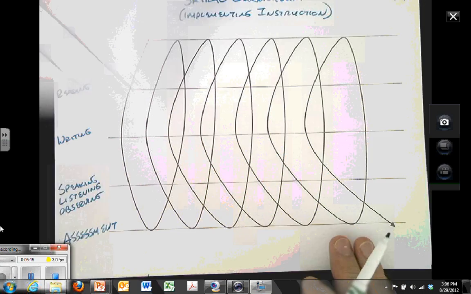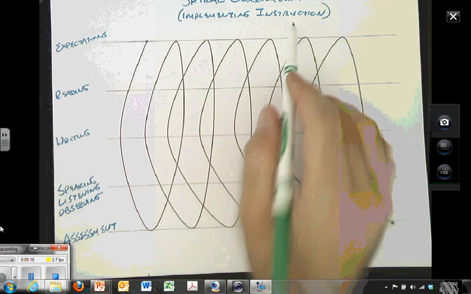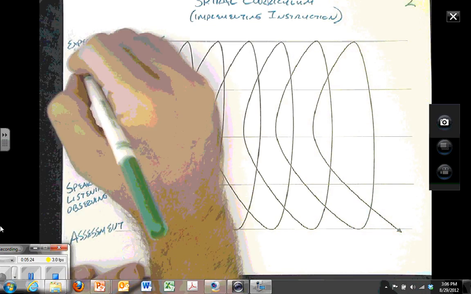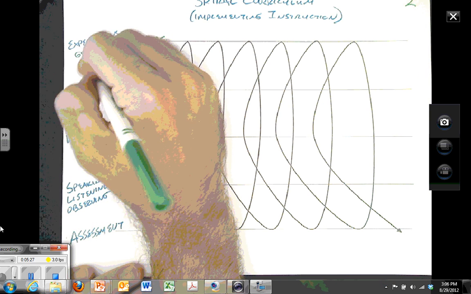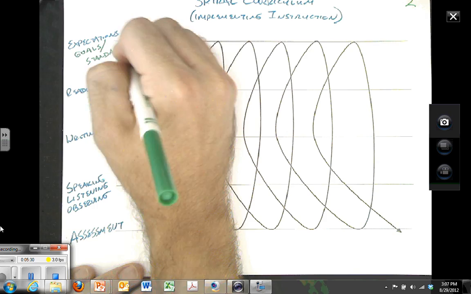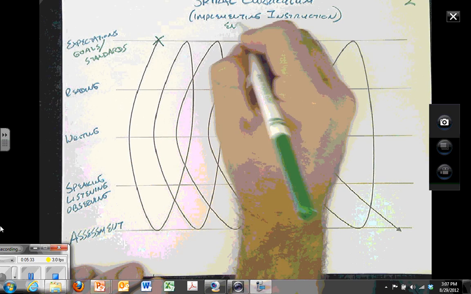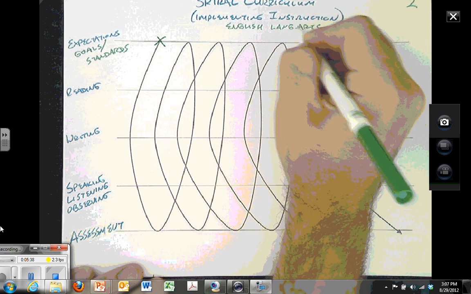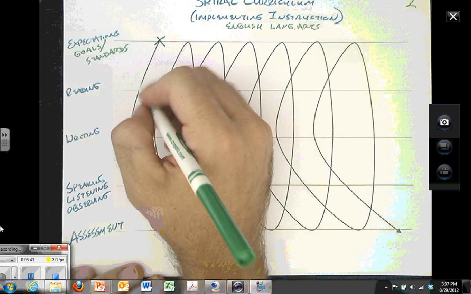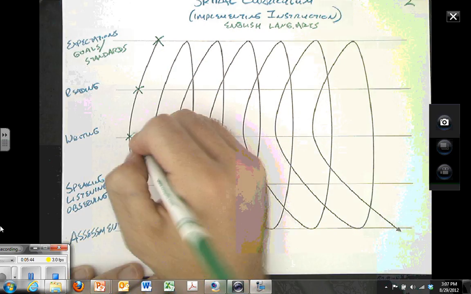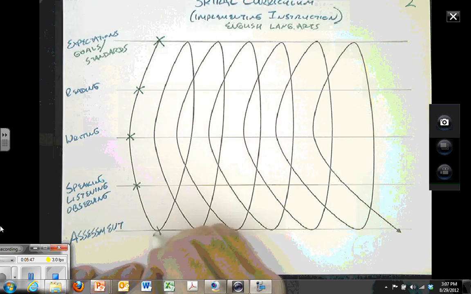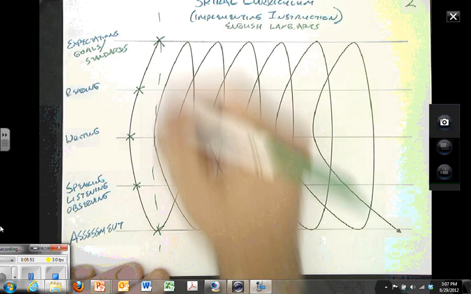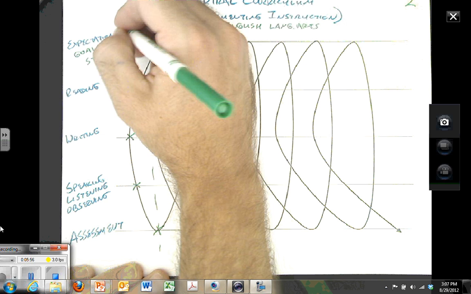Well, when we consider implementing instruction, we see the same thing. We begin with expectations. These expectations might be the goals or the standards. And this is in an English language arts classroom. Then we think about reading, writing, speaking, listening, and observing, and assessment. So notice we still go backward in time because we need to activate prior knowledge. So everything before this would be prior knowledge.